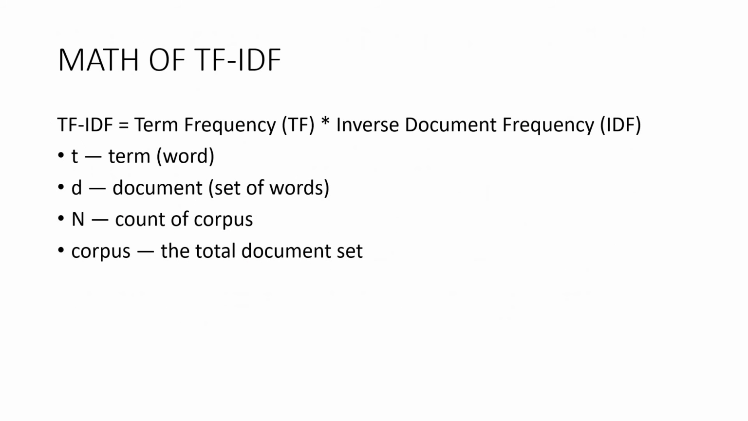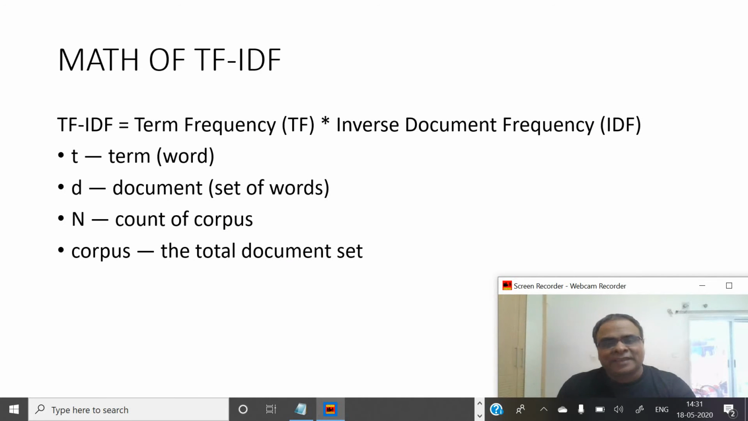Now we will see the math of TF-IDF. This is the equation you need to understand. TF-IDF is equal to term frequency into inverse document frequency. Term frequency is TF. I will tell you what term frequency is. We will also discuss what inverse document frequency, IDF, is.